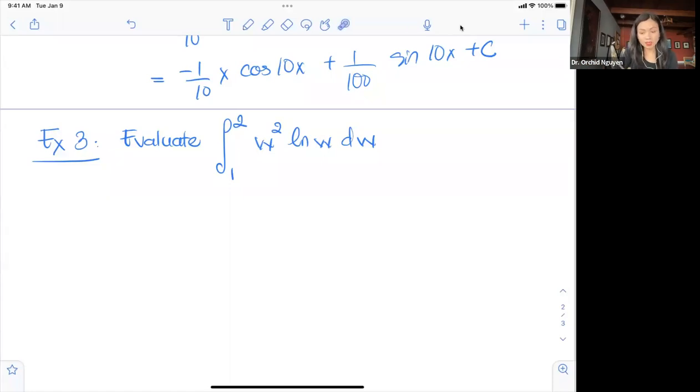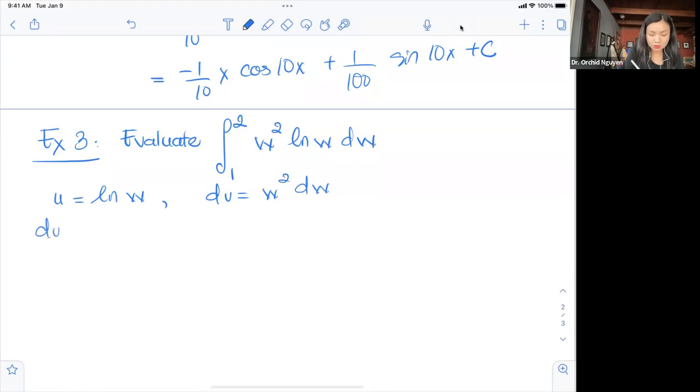Let's try to evaluate an integral this time. So you see right here, I have the lower limit and the upper limit. This time, as you can see, we have w squared and we have ln w. In this case, I'm going to let u be ln w and dv be w squared dw.